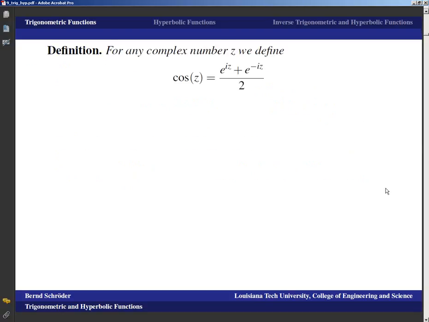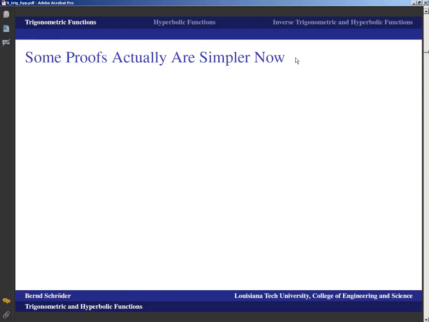And so cosine will still be 2 pi periodic. And it turns out, well, now of course comes the big thing, right? In a class like this, we want to prove everything we claim. Now we're not going to prove all those identities, we're just going to give a sample, and I think some identities are also supposed to be proved on the homework. But some proofs actually turn out to be simpler.